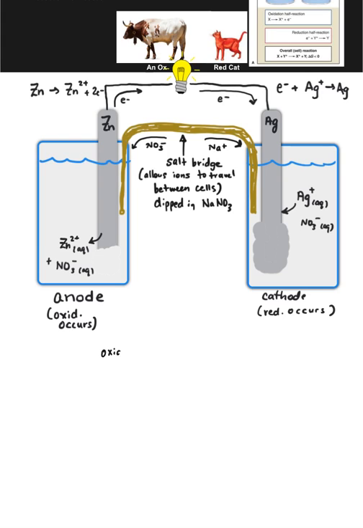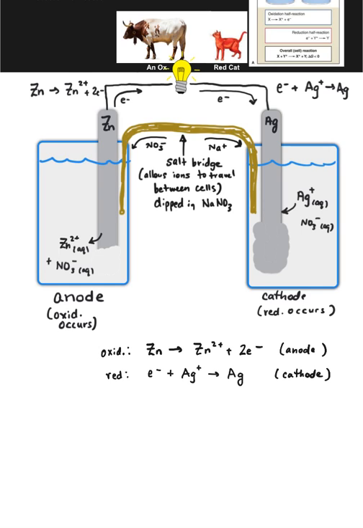Our oxidation half reaction in this overall redox reaction looks like this. Zinc becomes zinc cation and produces 2 electrons. This reaction occurs at the anode because oxidation occurs at the anode, an ox. The reduction half reaction looks like this. Electrons react with silver cations to produce metallic silver. This reaction occurs at the cathode because all reduction occurs at the cathode, red cat.